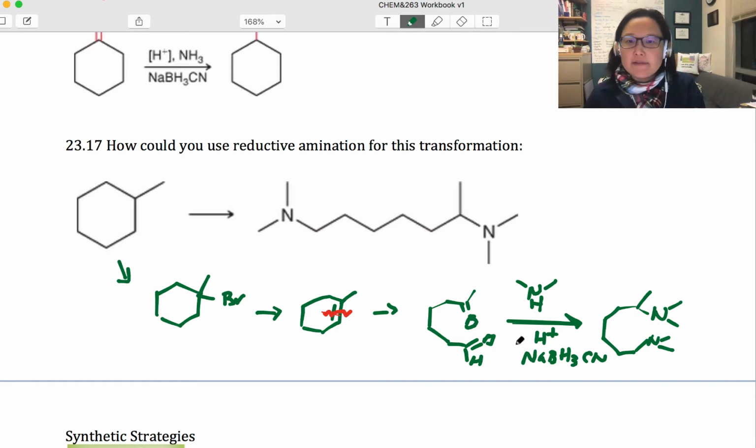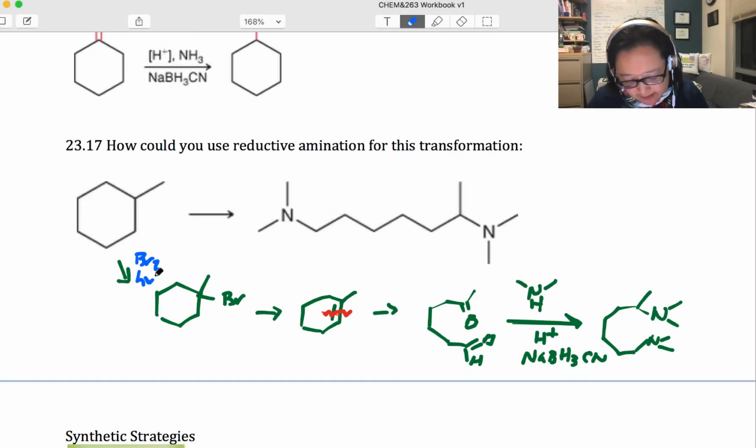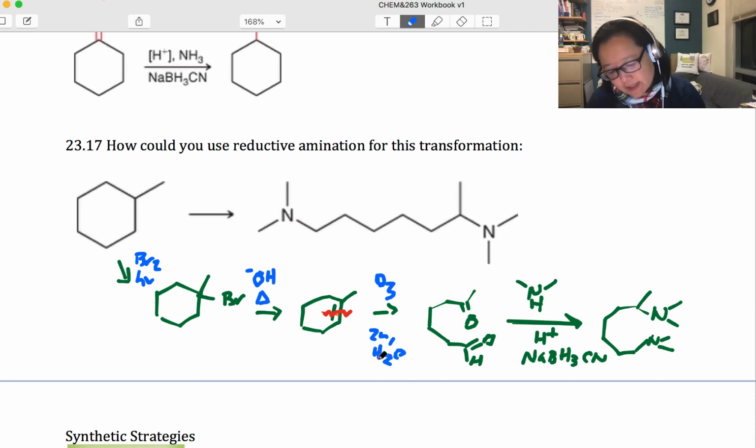So let's go back and fill in the reagents. So can you guys do that? We got Br2 or NBS also works, and heat or light. Here I'm going to do an elimination with sodium hydroxide and heat. This step is going to be ozonolysis, so O3, followed by zinc in water to get my aldehyde or ketones. And then step 4 is going to be reductive amination. Okay, so step 1, 2, 3, 4, and this is step 5. 5-step reaction. All right, and this is the new stuff right here.